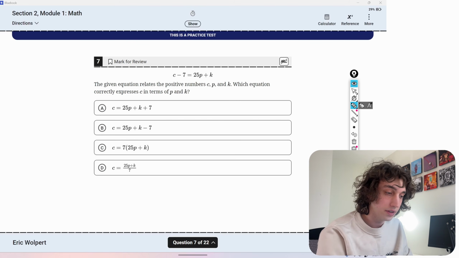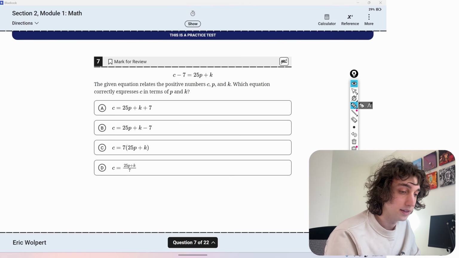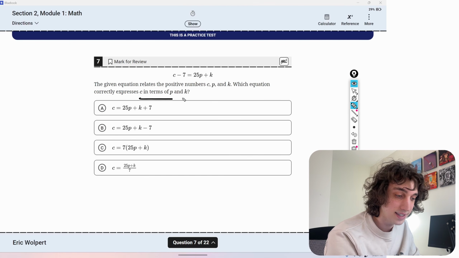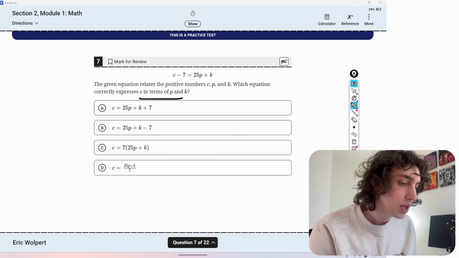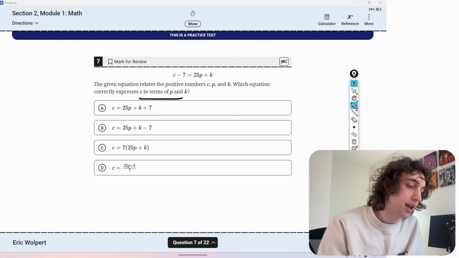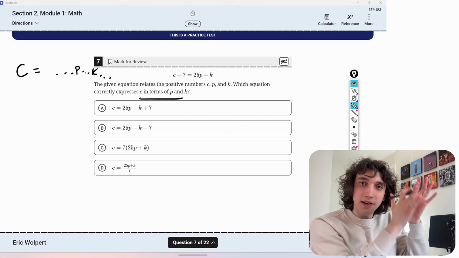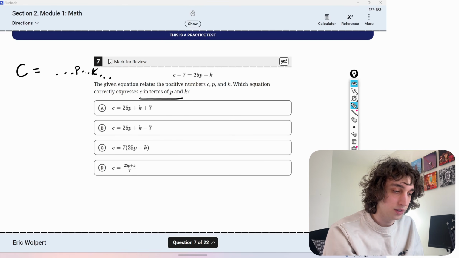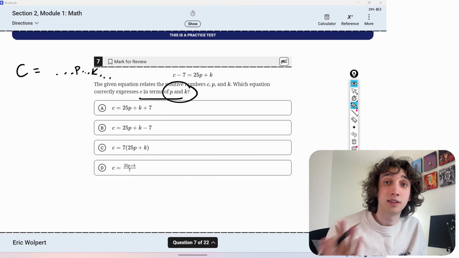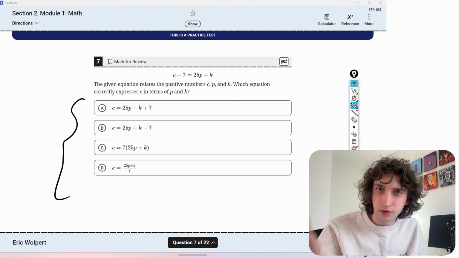Problem number 7, the given equation relates C, P, and K. Which equation expresses C in terms of P and K? When they say C in terms of P and K, that means we want C equals some expression of P and K. Like we want C isolated on its own side of the equation, and then everything on the other side is P's and K's. And that's pretty evident from the answer choices as well.